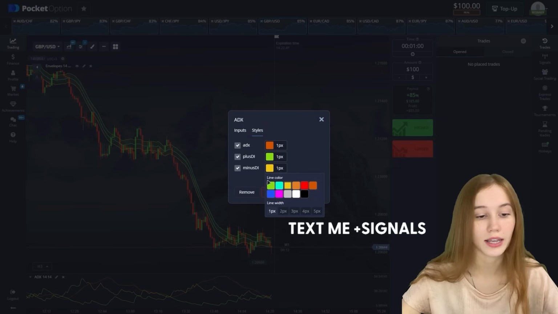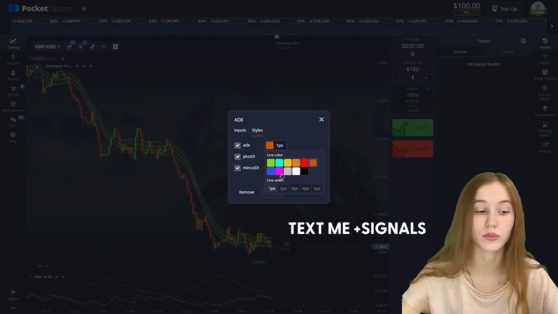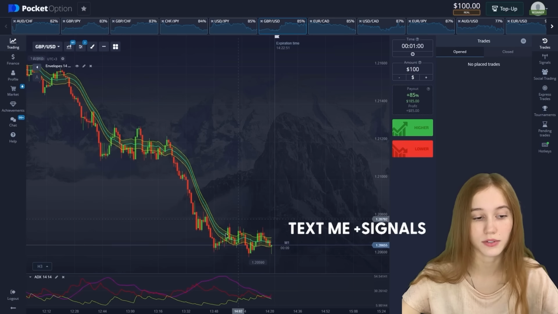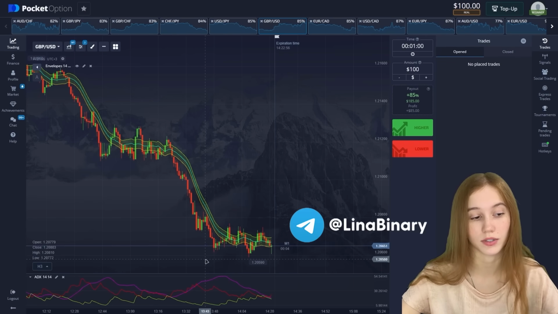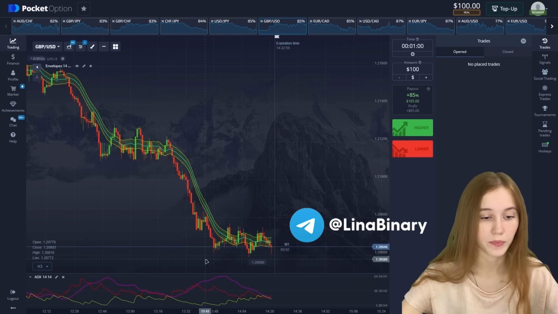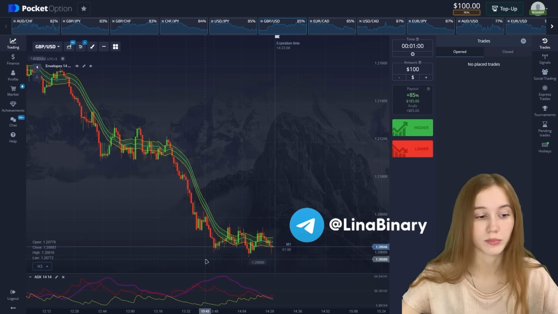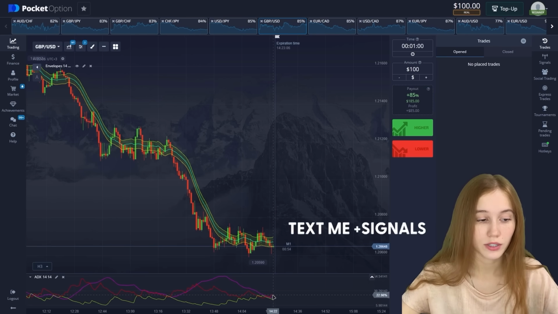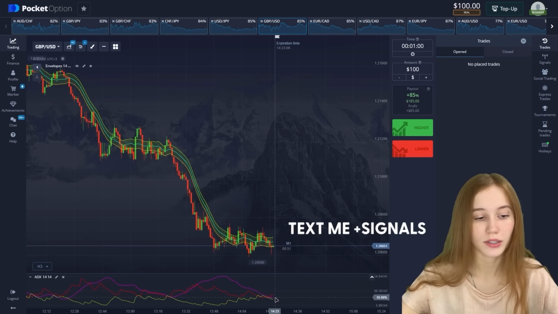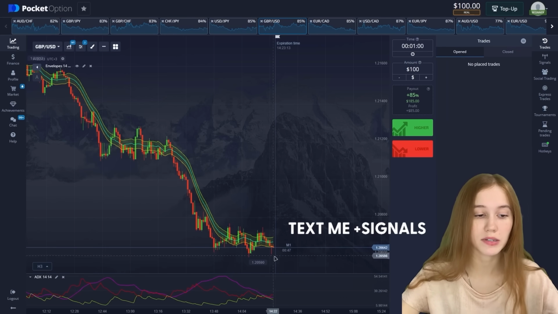ADX works on any instruments at any intervals and allows you to assess the strength of a trend at a certain point in time. So green is bulls and red is bears. Relatively speaking, when red prevails over green, the trend declines. The purple line shows the indicator itself, how much market volatility there is at the moment.